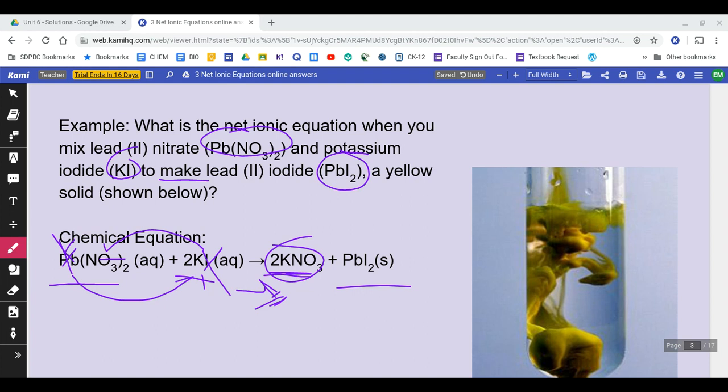You'll also want to balance it. So writing out the chemical equation is one step. I already balanced this one. We got 2 KI, we got 2 KNO3. Balancing is obviously a very important part of chemical equations, so make sure to do that also.